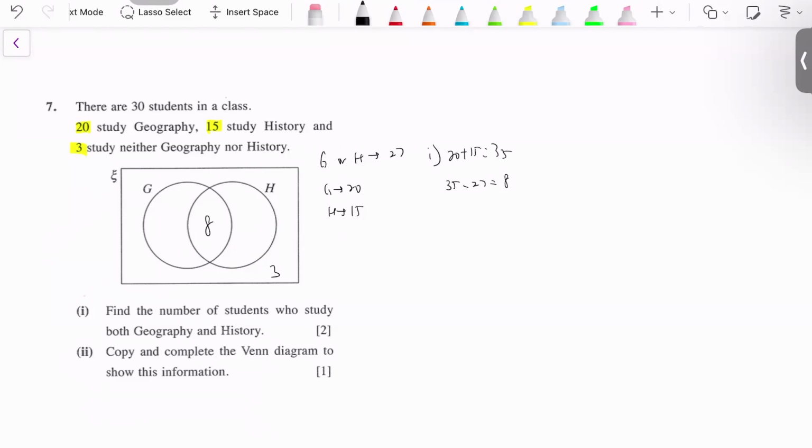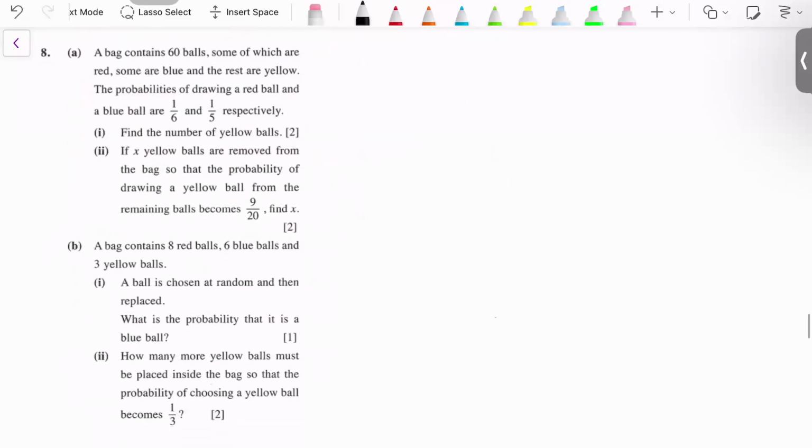So number of students who study geog is 12. Number of students who study history is 7. So our part 1, the number of students who study both geog and history is 8. And for part 2, complete our Venn diagram, which we have completed as well. Okay? So next, Question 8.